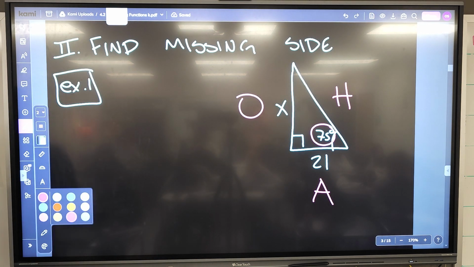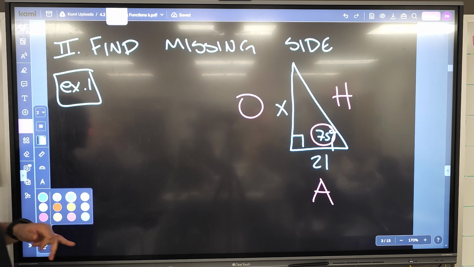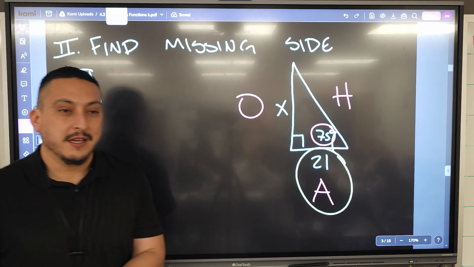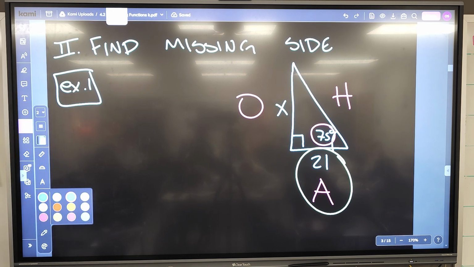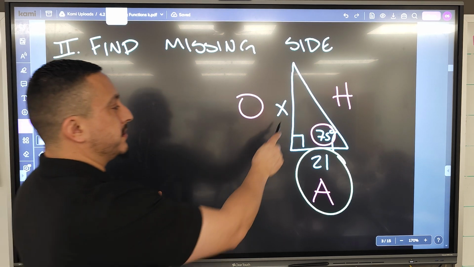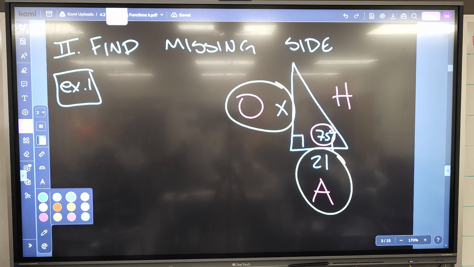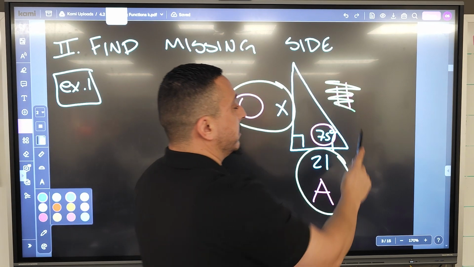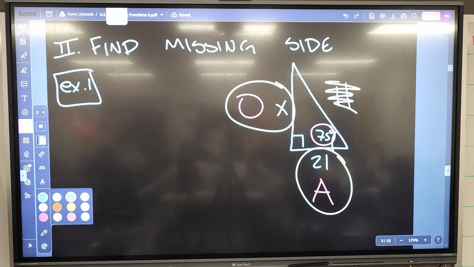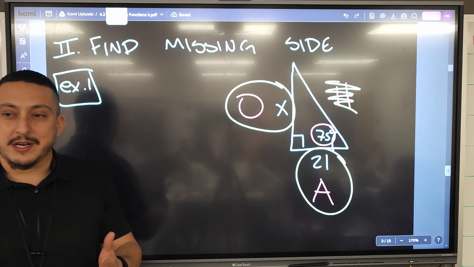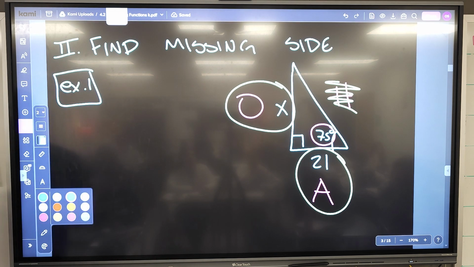Now here comes what some students find confusing: which one should I use? I'm going to try to make this simple for you. For sure, you're going to use the one that they give you the number for, and you're also going to use the one that you're looking for. So in this particular problem, H doesn't matter. We don't need it. So SOH CAH TOA. Who has the O and the A?